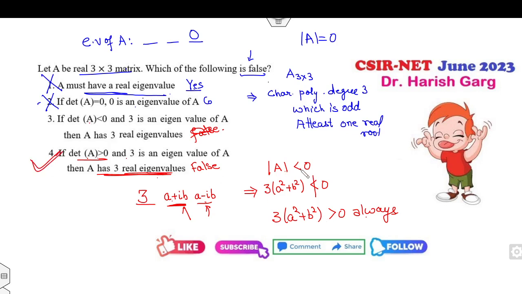If determinant is less than 0 and one of the eigenvalues is 3, A must have 3 real eigenvalues. So when will it be possible? This can never be possible with complex numbers. That means the complex number is not there. So that means of these three eigenvalues, one is a, and the second must be the minus of b. So that means yes, A must have real eigenvalues. That's the correct statement, but we need a false statement. So the fourth option is the correct option of the problem.